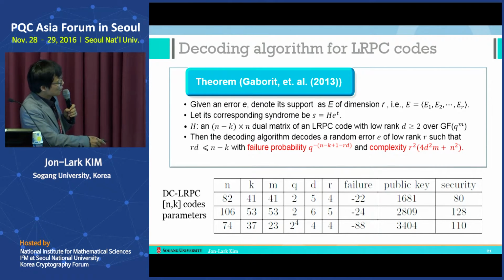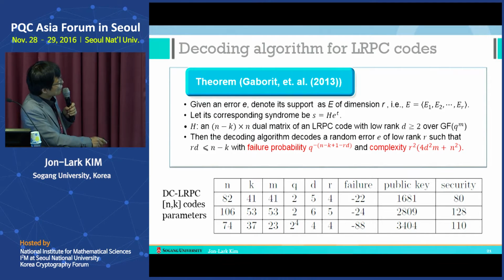And the public key size, how do you get the public key size? This is a parity check matrix coming from double circulant, so it's a half. You use only half of this, so 41, and 41 times m, so that is 41 times 41. This is n minus k, so the matrix size is 41 times 41. And similarly, half of this times 53 with this. And for this one, you multiply the half of this times m, but this is over GF(2^4), so multiply by 4, then you get this. So public key size increases depending on these numbers. But the error probability here is getting smaller and smaller, and this is the security level. So we have a reasonable public key size if we use this DC LRPC code.